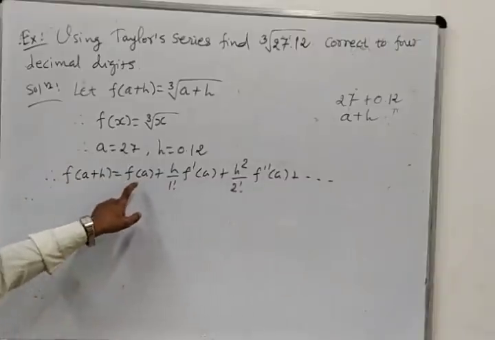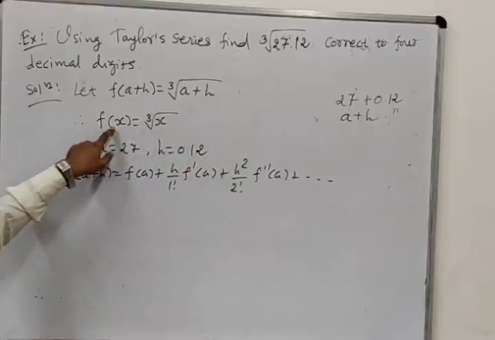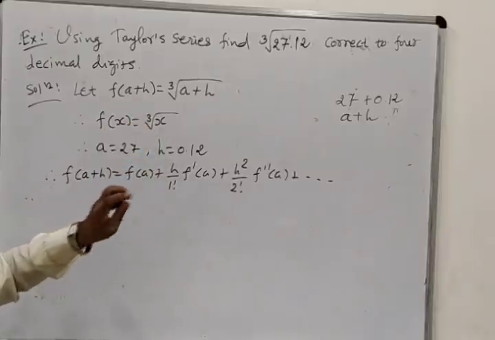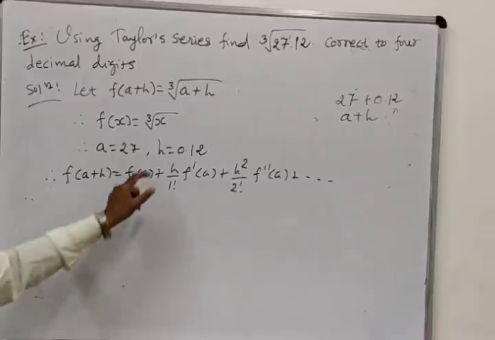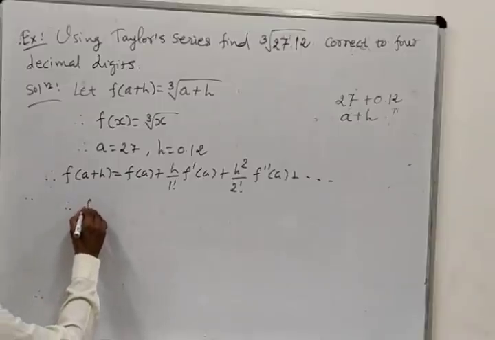So here we want to find out the values of f of a, f dash a, f double dash a. When we find f of a, here we will put a equal to 27, whose cube root is possible. So we can find its cube root very easily, and h is the variation in the number. It may be negative or positive, but here in our case it is positive, that is 0.12. So we will find out the derivatives first.